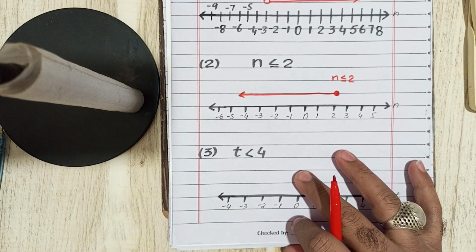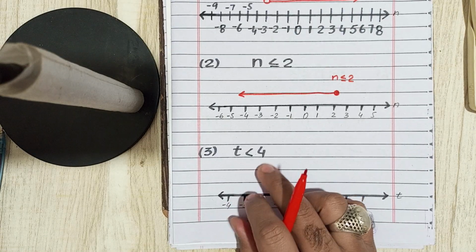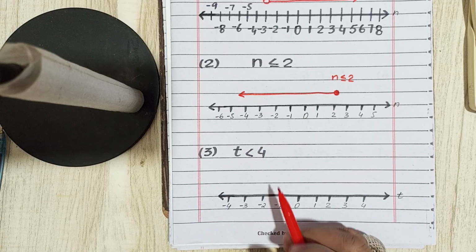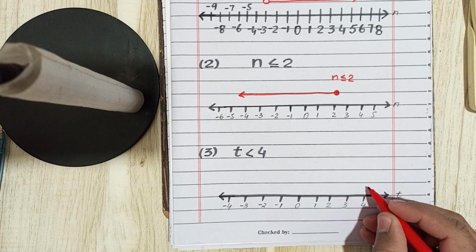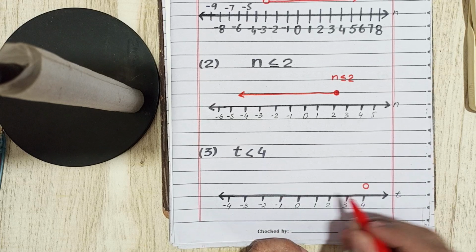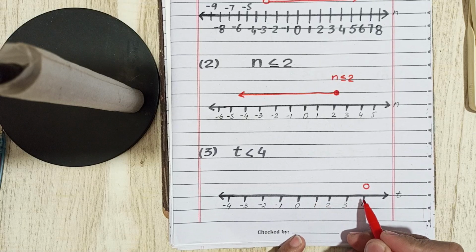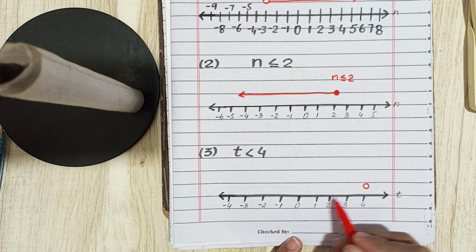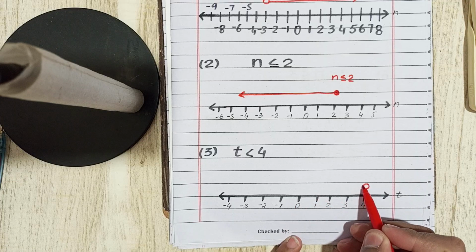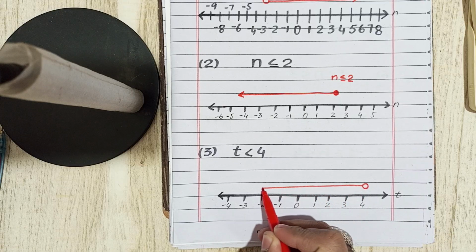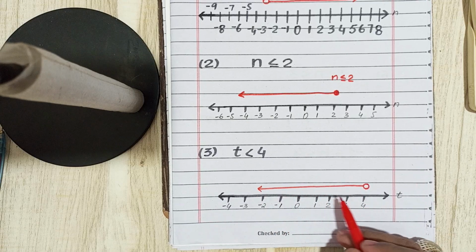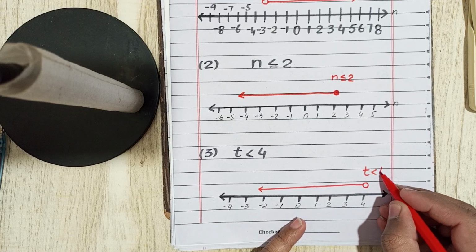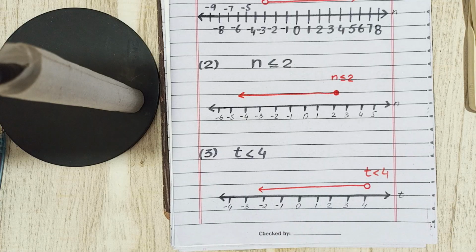Now we have question 3. So in question 3 we show t less than 4. So here we have a 4, less than, so it means we move toward negative numbers. 4, then 3, 2, 1. So this represents t less than 4. So I hope you got it.